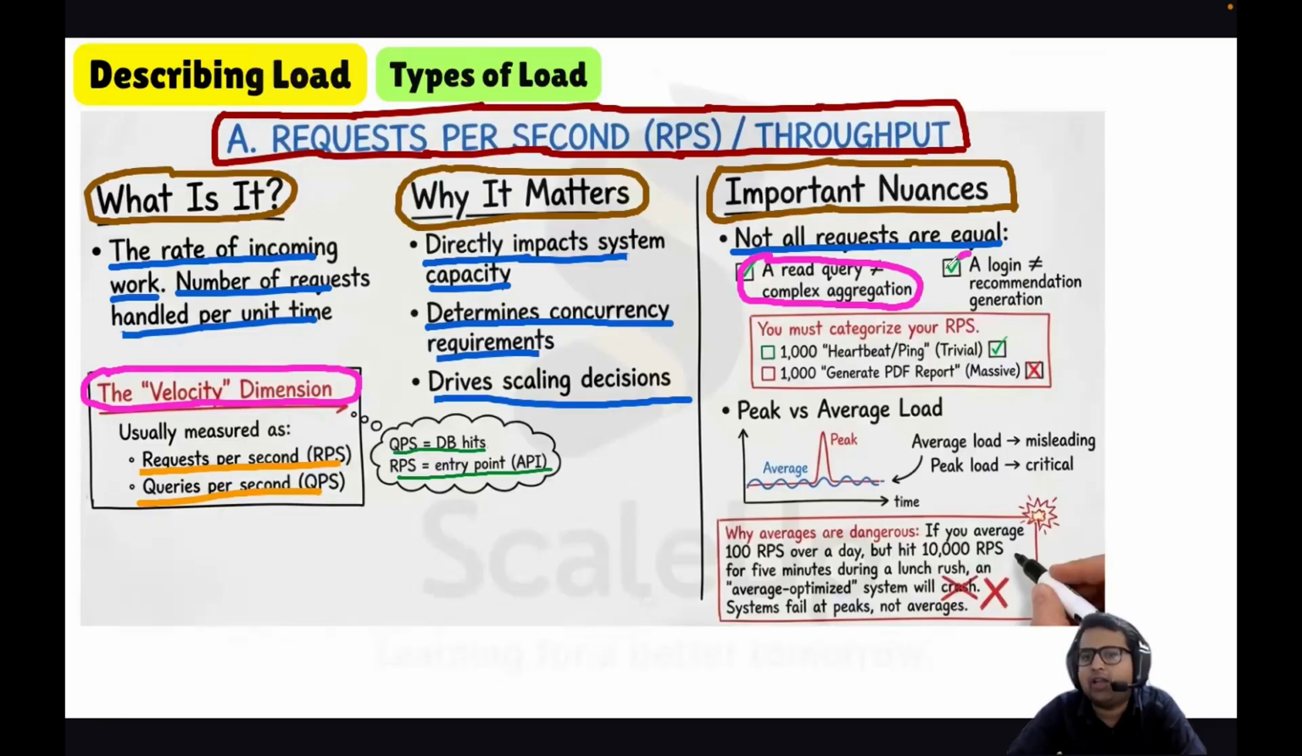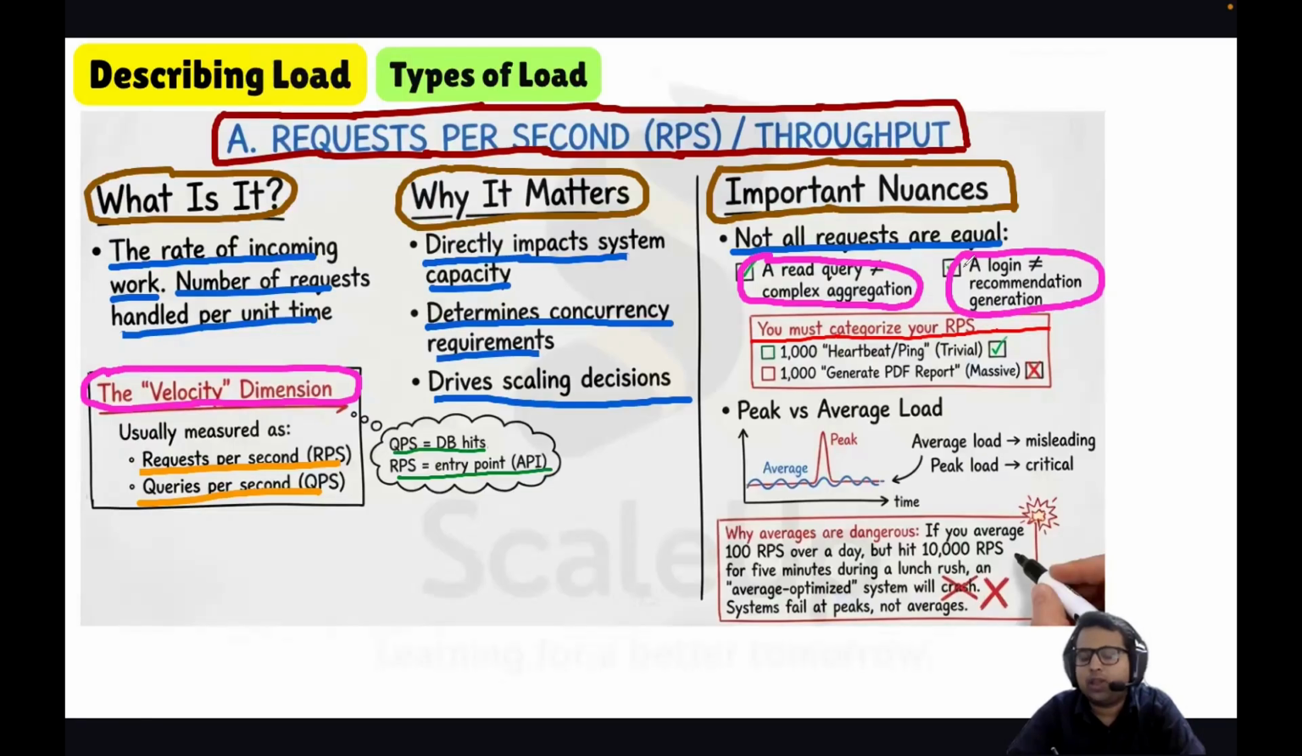Similarly, a login is not equal to recommendation generation. Recommendation generation is compute intensive as compared to login. So not every request is equal, and that is why we have to categorize requests per second. Requests per second alone is not enough. We must categorize requests per second.